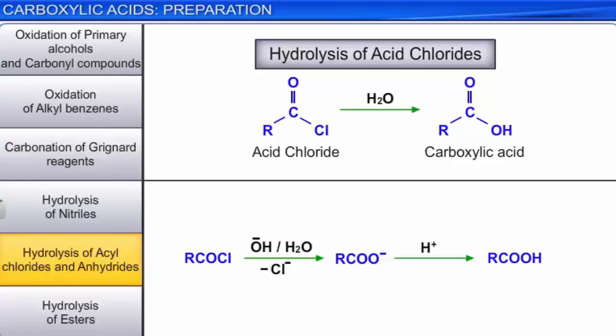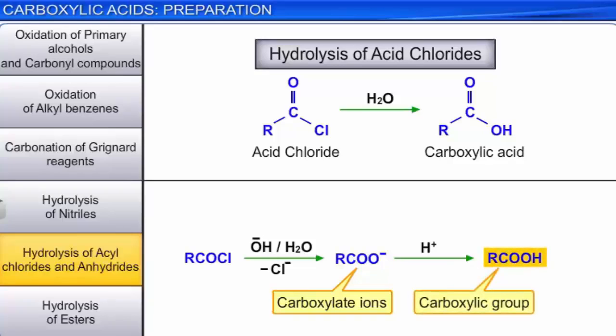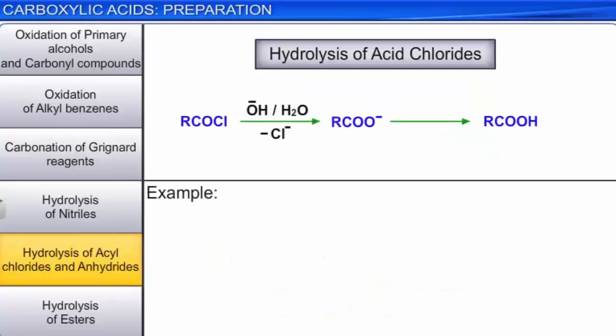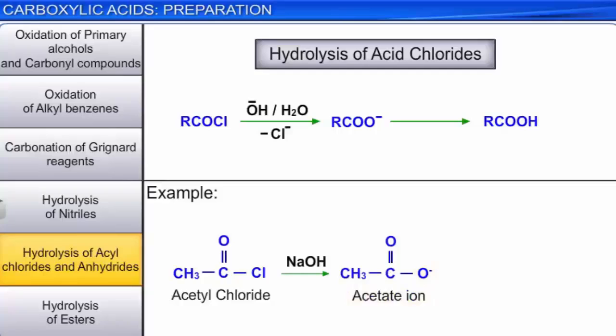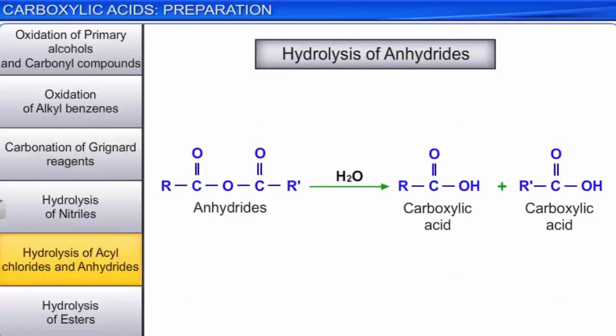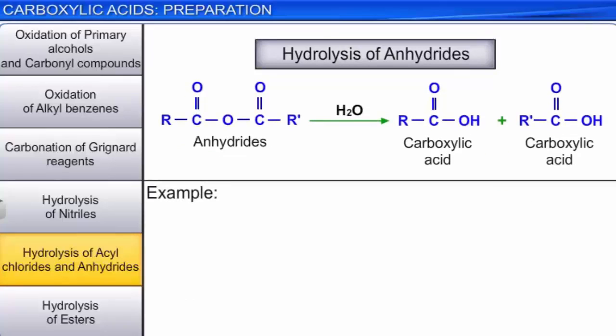Hydrolysis in the presence of an alkali first yields carboxylate ions, which on acidification give the corresponding carboxylic acids. For example, when acetyl chloride is hydrolyzed with an alkali, it first yields acetate ions, which give acetic acid on acidification. Anhydrides give the corresponding acids on hydrolysis. For example, acetic anhydride gives acetic acid.